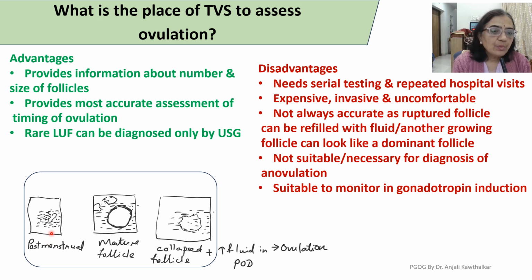So this is how it looks before menstruation, immediately after menstruation, before ovulation, imminent ovulation. This is the mature follicle, which has a well-defined margin. Then there is a collapsed follicle with some echogenicity inside, and an increase in the fluid in the pouch of Douglas is suggestive of ovulation.